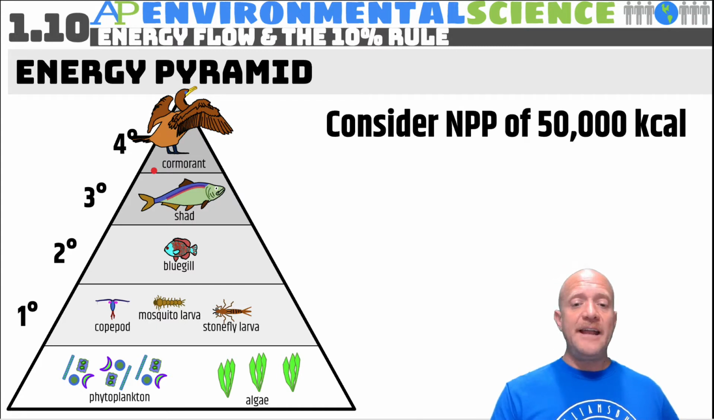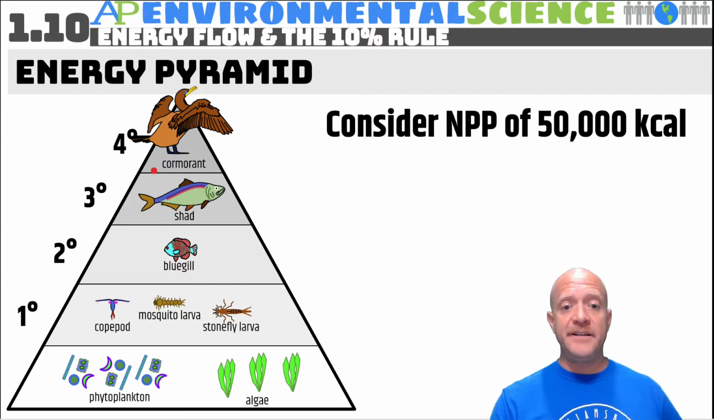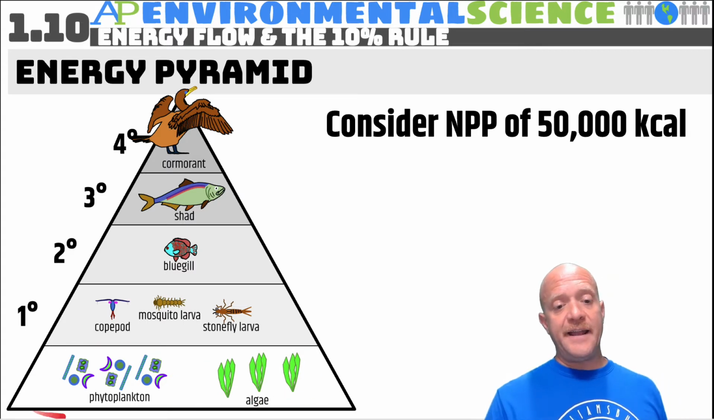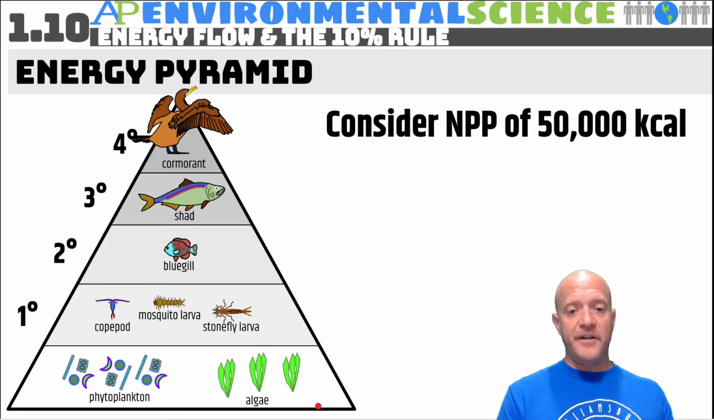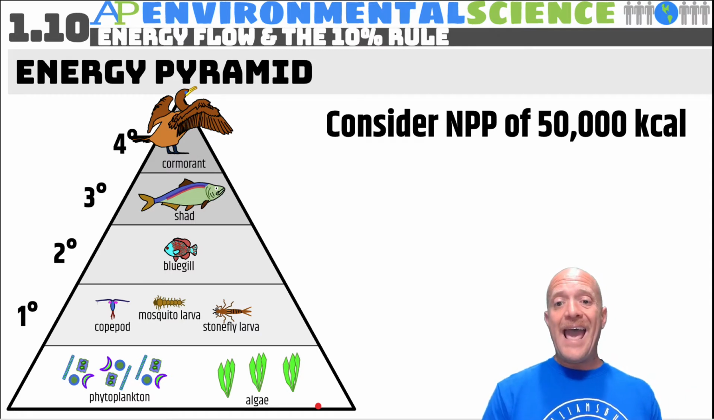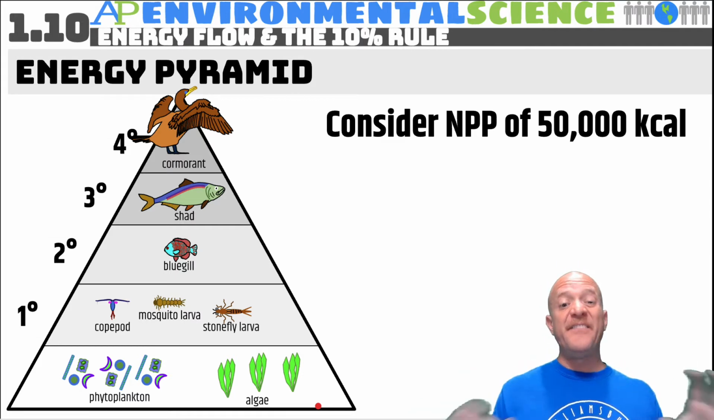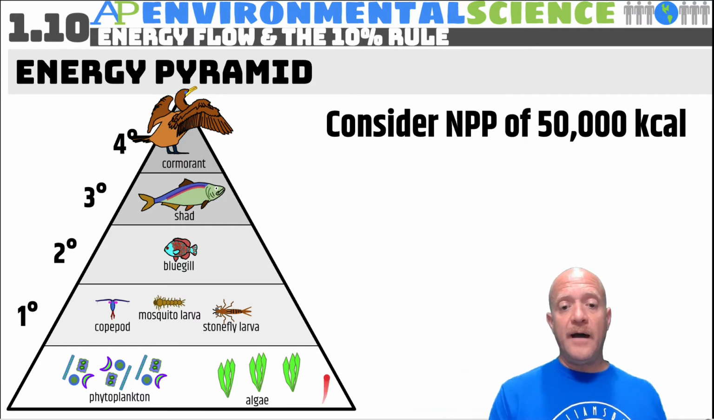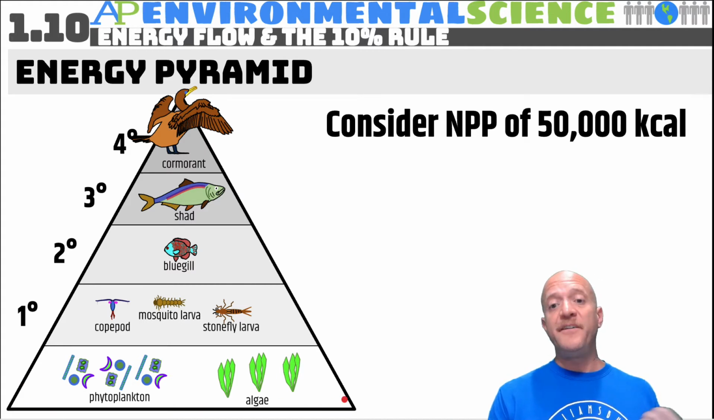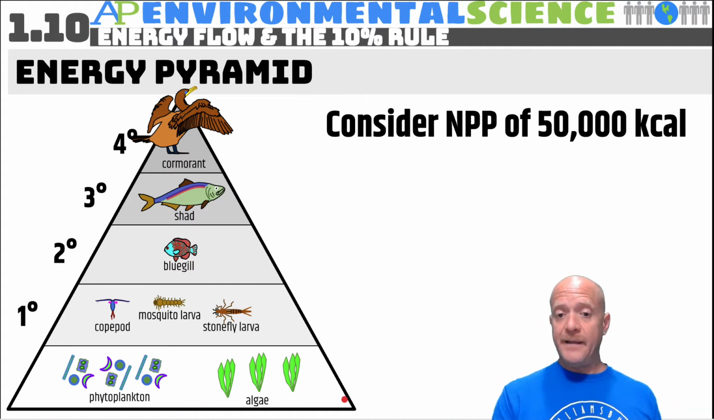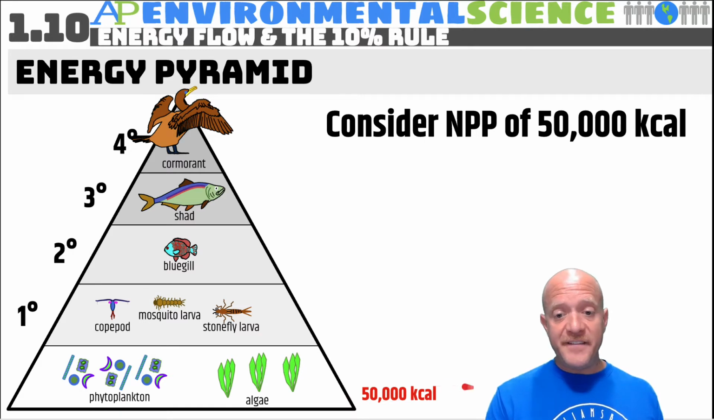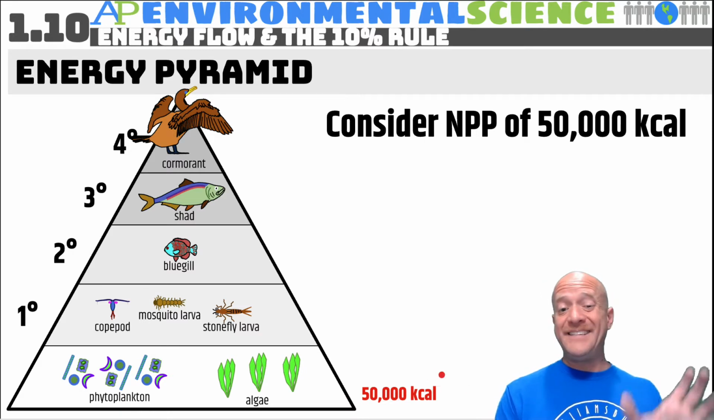Now, consider an NPP of 50,000 kilocalories. In other words, the NPP is the amount of energy that is converted by these producers after we consider respiration. So this is all the energy that is available in the tissues of these organisms, 50,000 kilocalories.